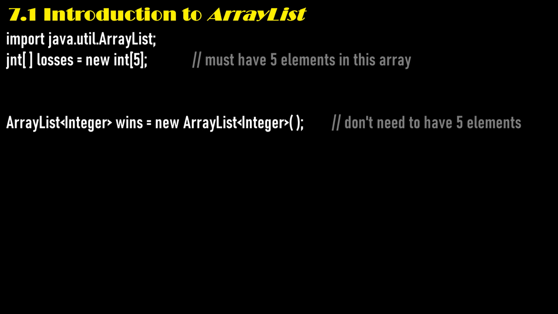Compared to arrays, ArrayLists are dynamic and mutable, meaning that they do not require us to set a fixed size when instantiating the ArrayList. Because of this, each ArrayList initially constructs an empty list.